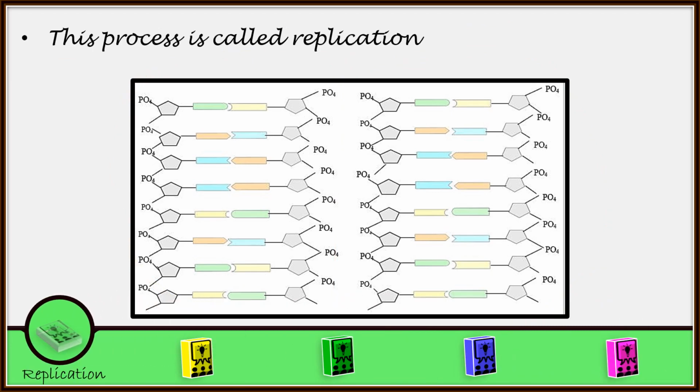This process is called replication. The process of forming patterns, where one chromosome becomes two chromosomes, is the result of replication. It is called replication, whereby the chromosomes double themselves and form patterns.